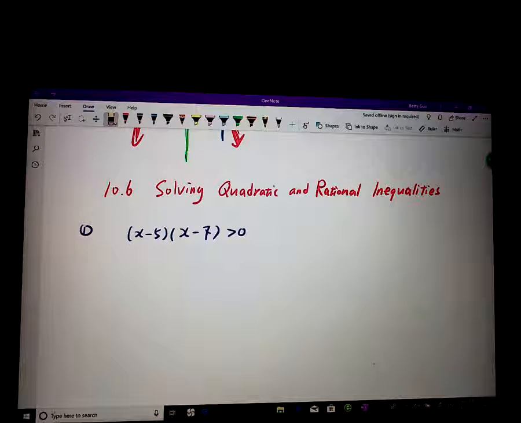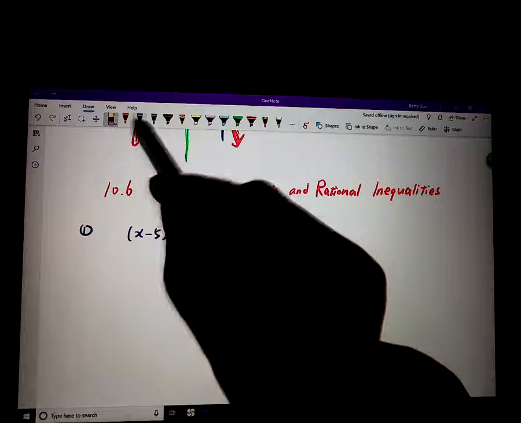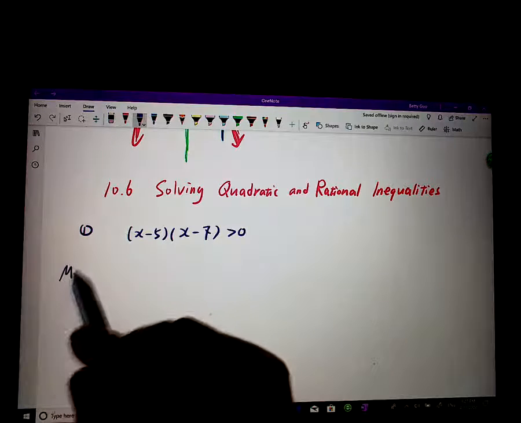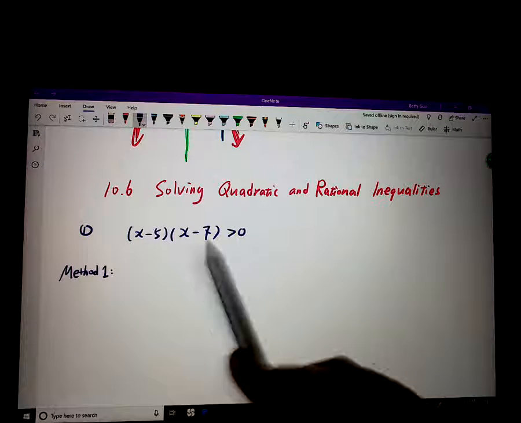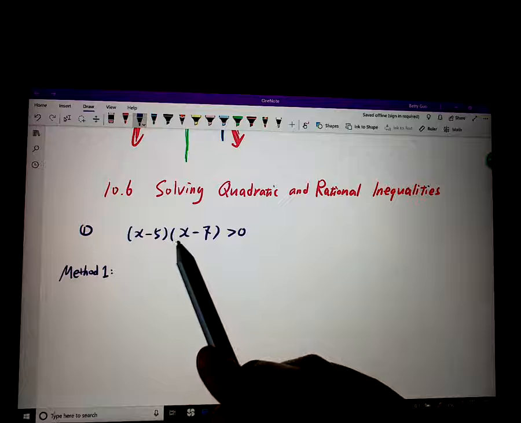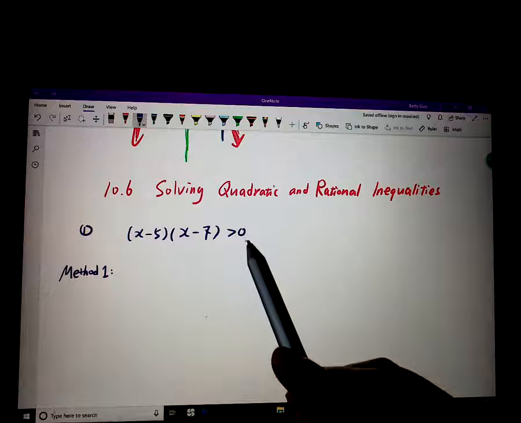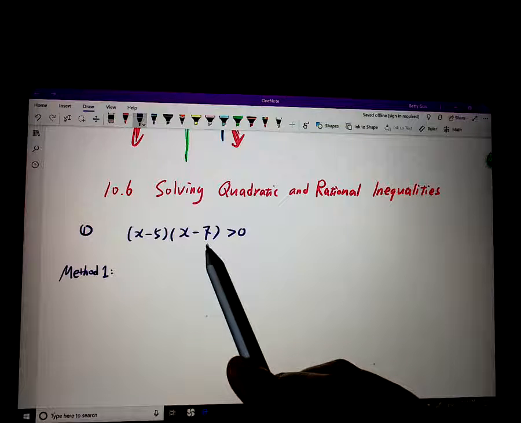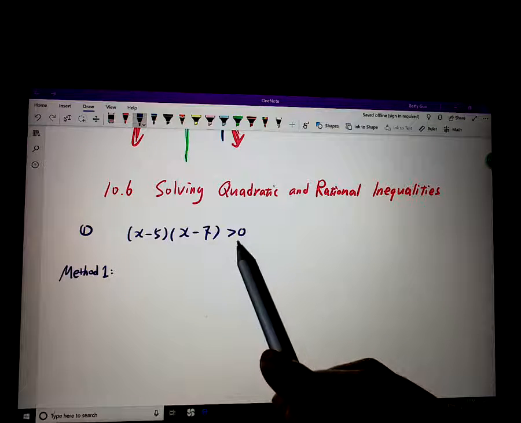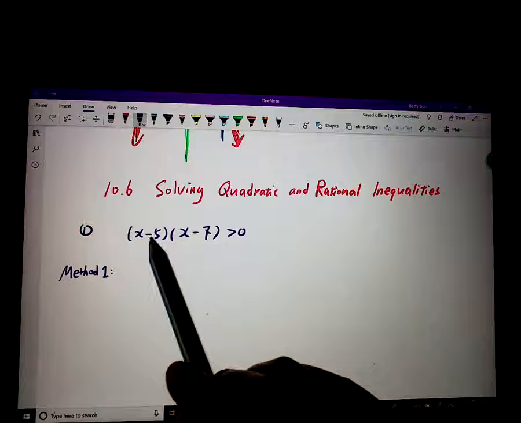I'm going to apply 3 different methods to solve this inequality. Method 1. The left-hand side of the inequality is a product. Right-hand side is 0. This inequality is in the ideal form already. Right-hand side is 0, left-hand side is factored.